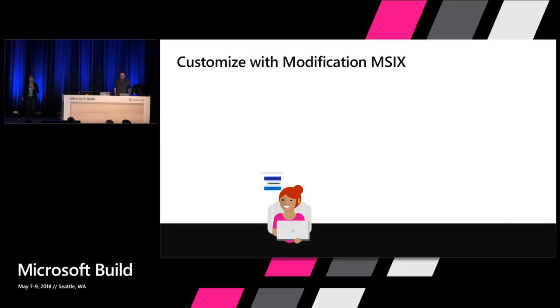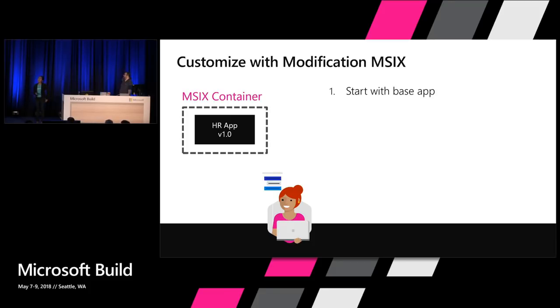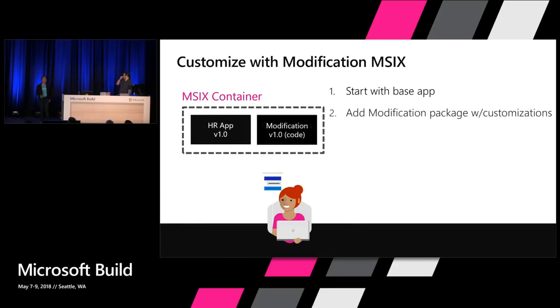So I'm going to take my favorite app, my HR app, and I'm deploying it to my MSIX container. Now, what I'm going to do is package my customization inside a modification package and deploy it to the same MSIX container. Now, what this allows me to do is, when I deploy these two packages, at runtime my HR app will be able to see the modifications that I've done.